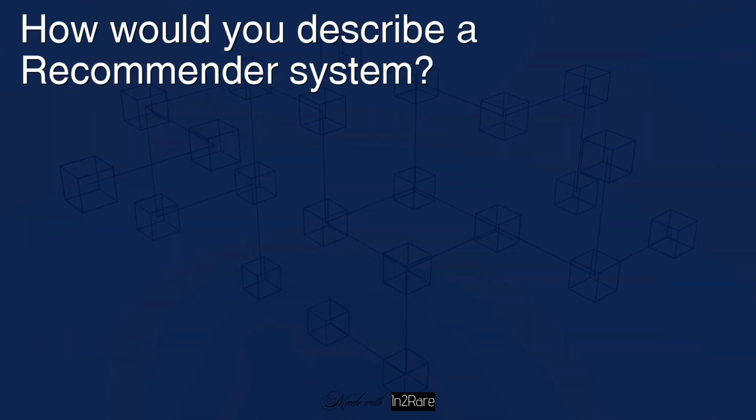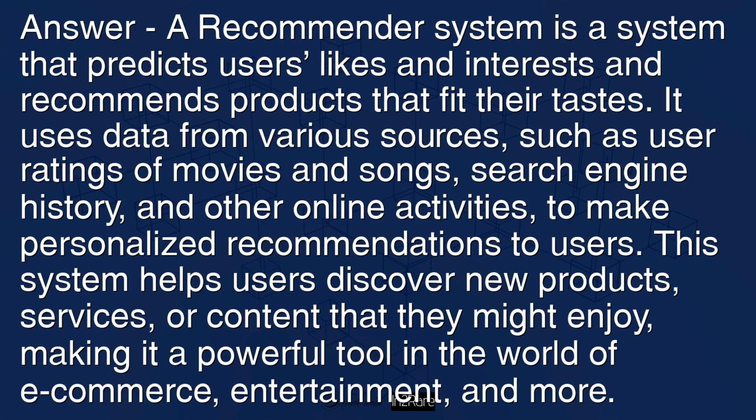How would you describe a recommender system? Answer: a recommender system is a system that predicts users' likes and interests and recommends products that fit their tastes. It uses data from various sources, such as user ratings of movies and songs, search engine history, and other online activities to make personalized recommendations to users. This system helps users discover new products, services, or content that they might enjoy, making it a powerful tool in the world of e-commerce, entertainment, and more.